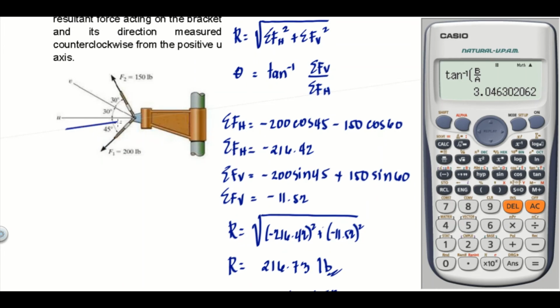So ito yung resultant natin. Okay. Then yung ating degree, so counterclockwise, dito yan, from positive U axis. So ito ay 3.05 degrees. Okay, pwede mo itong i-verify or i-check using parallelogram law.